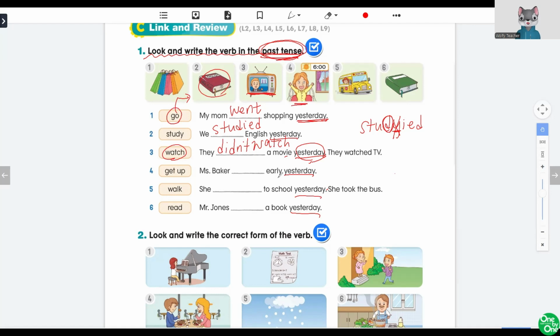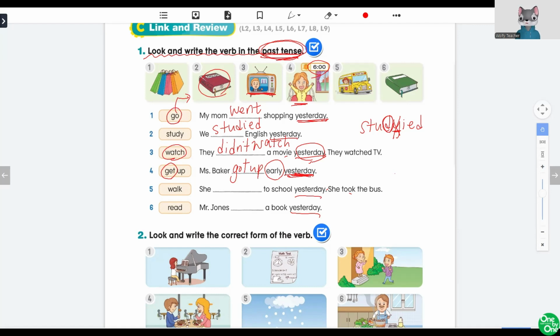Miss Baker. This is Miss Baker. And what did she do? What did she do early? 6 o'clock is quite early. So now this has to be yesterday. It has to be in the past tense. So 앞에 있는 것만 바뀐다 그랬지? Miss Baker got up early yesterday. Fantastic.